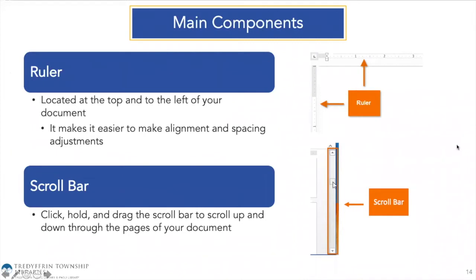Another major component of Word is the ruler and the scroll bar. I mentioned the ruler, sometimes it's displayed, sometimes it's not. Word is programmed to have the ruler up by default. I know personally, maybe because I've used Word for so long, I feel like I can't work without the ruler, but it's up to the user. If you don't find any need or use for it, you don't have to use it. The ruler is located at the top of your document and on the left of your document, and this makes it easier to make alignment and spacing adjustments.